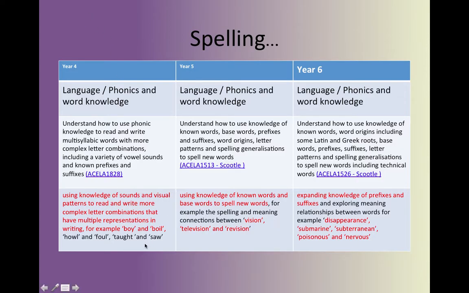So the Year 4s will be using knowledge of sound and visual patterns and write more complex letter combinations that have multiple representations in writing, so boy and boil. The Year 5s are using knowledge of known words and base words to spell new ones, so using vision to help them spell television or revision. And the Year 6s are focusing on expanding their knowledge of prefixes and suffixes and exploring meaning relationships between words. So, for example, disappearance, submarine, subterranean, poisonous, and nervous.